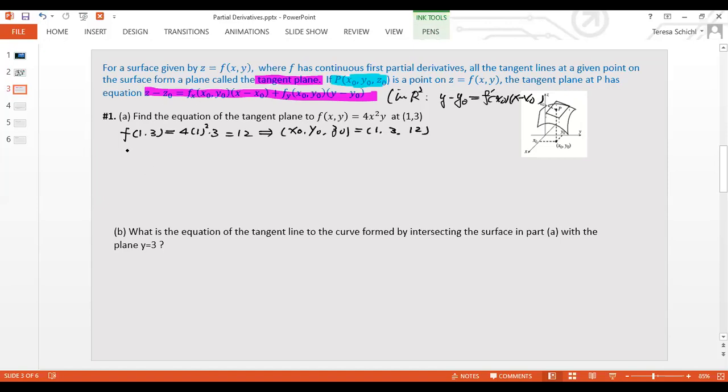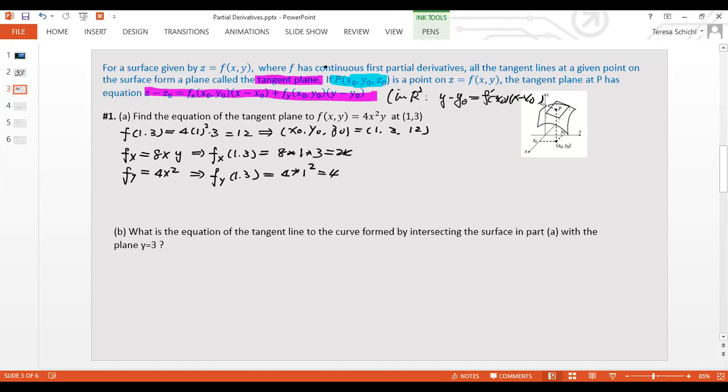Okay, so now let's do the partial derivatives like we did before. The partial derivative for x is 8xy, and the partial derivative for y is 4x squared, right? And then you plug in the point 1, 3. So f_x(1,3) is 8 times 1 times 3, so it's 24. And f_y(1,3) is 4 times 1 squared, which is 4.